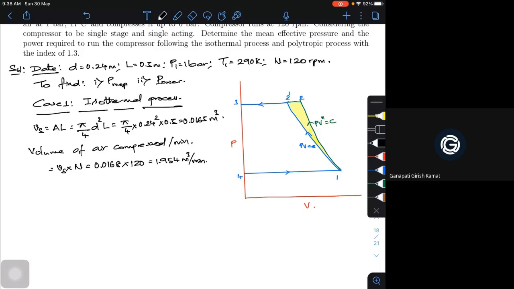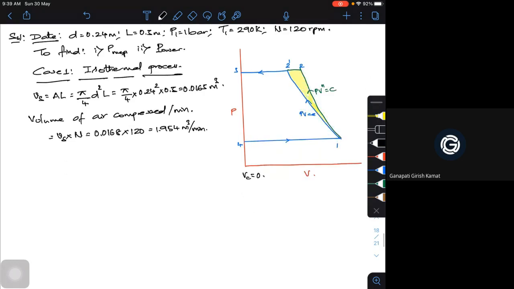Now in this particular problem, my Vc is equal to 0 because there is no clearance volume. So for that condition, the work done in the isothermal process is given by this equation. We have already derived it. Let me call it ISO, meaning isothermal. So P1 V1 into ln of, I can go with two options.